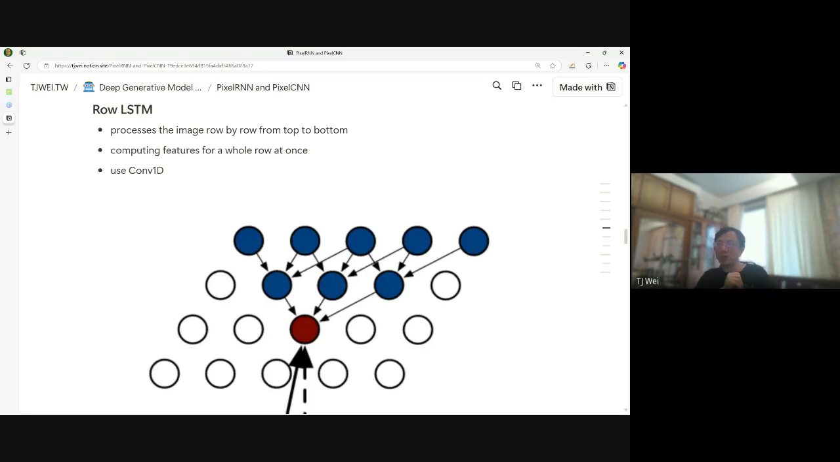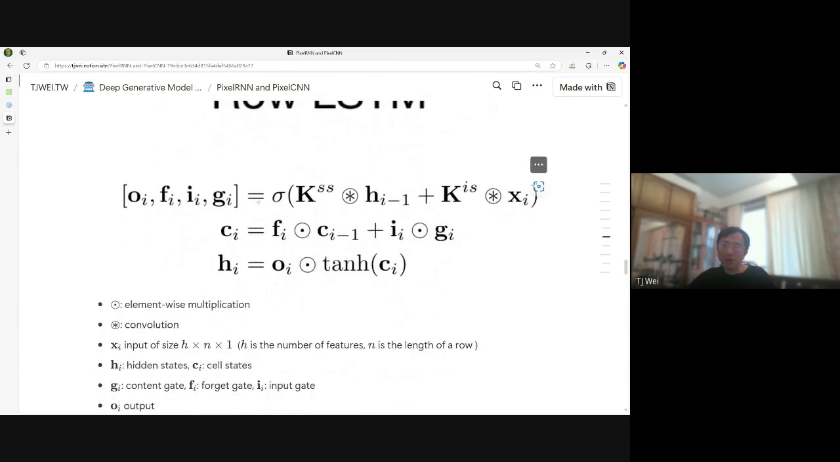It uses LSTM to process one dimension and convolution to process the other dimension. So in the approach of Row LSTM, it still uses convolution for one of the dimensions, and for the other dimension, it uses LSTM. So it is kind of a mixture of the LSTM and the convolution. The actual implementation is to replace the linear layer in the LSTM with a convolution 1D layer. Okay, so the actual formula, this is the LSTM formula.